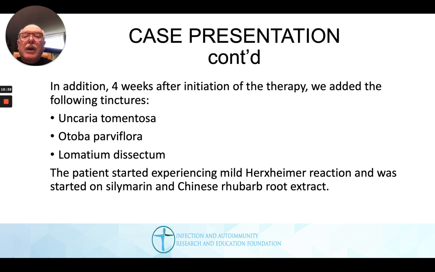The patient started experiencing a mild Herxheimer reaction after introduction of the herbs, and what is interesting, she did not experience this reaction after introduction of the antibiotics. So she was started on silymarin, which is an extract from milk thistle, and Chinese rhubarb root, and her symptoms went away within a week.